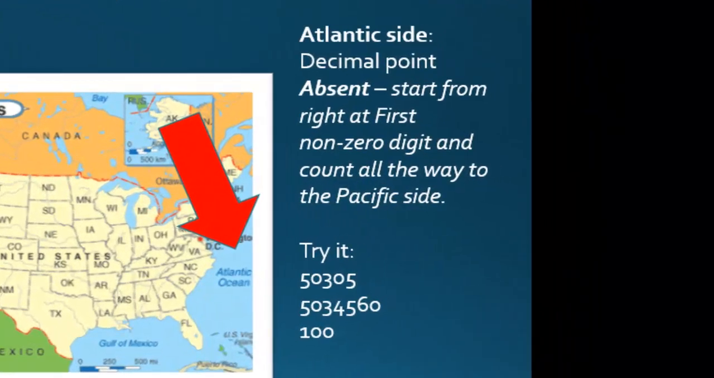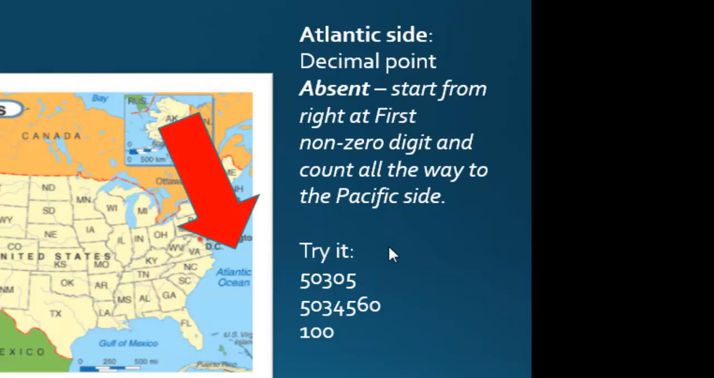On the Atlantic side, this is the rule you use when the decimal point is absent. So A for Atlantic and absent. The rule is you start on the right side of the number at the first non-zero digit and count all the way to the Pacific side. So let's take a look at some examples.